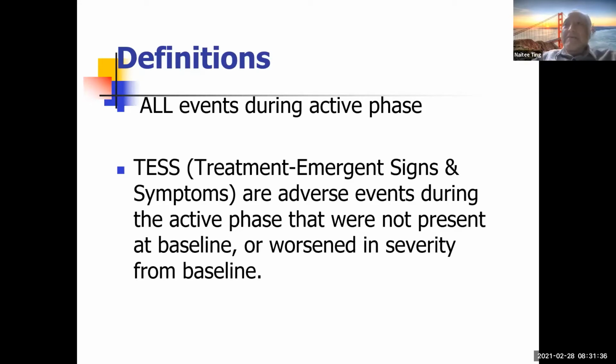Now, the safety table can be produced in many different forms. It's the same kind of format. You will have all causality tables, treatment related tables, and you can have TESS tables, all right? TESS is treatment emergent signs and symptoms. TESS is defined in the following way: adverse events during the active phase that were not present at baseline or worsened in severity from baseline.